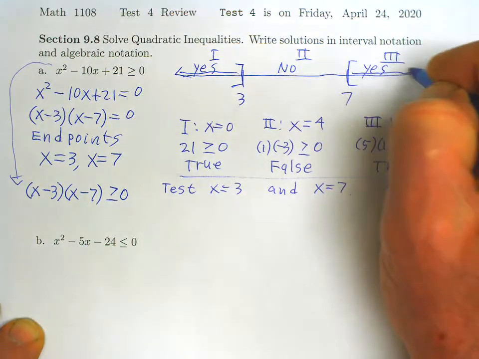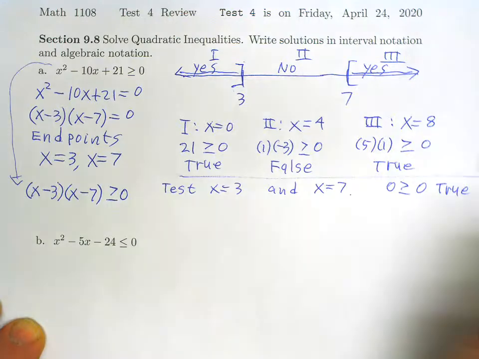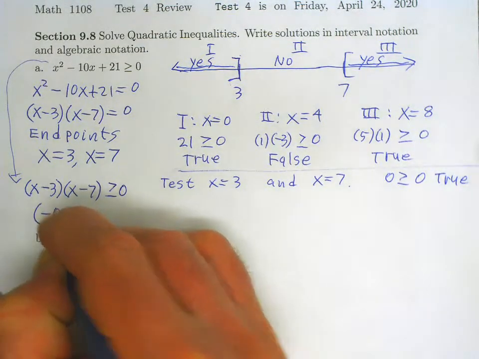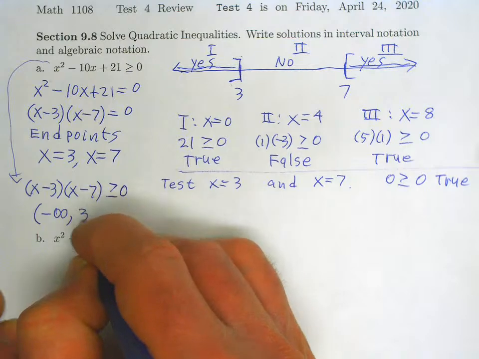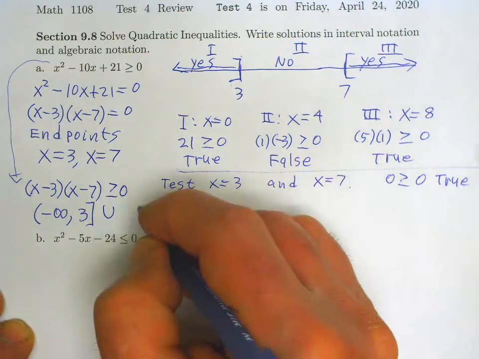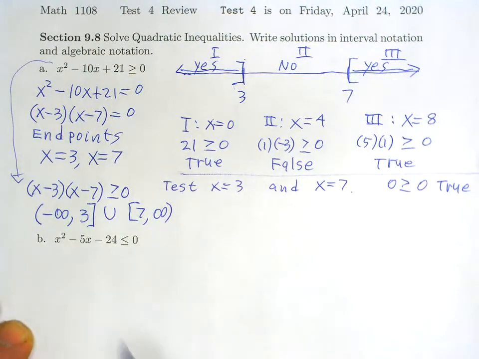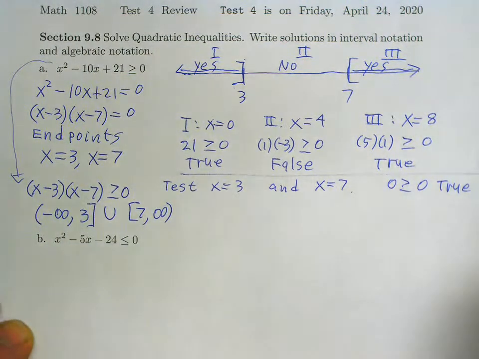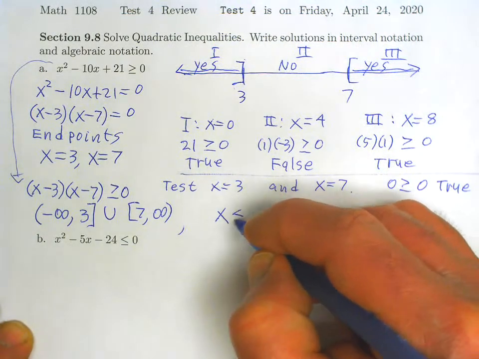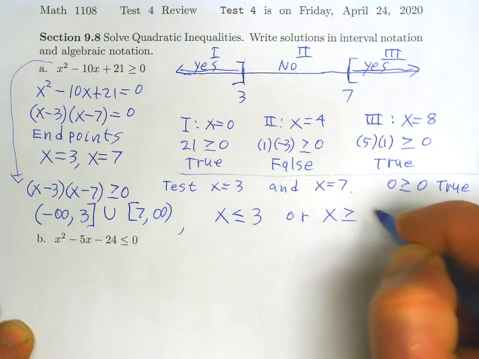Graphically, that means we put a bracket. And then the interval notation is parenthesis negative infinity comma 3 bracket. And then the union symbol, bracket 7 comma infinity. This is the interval notation, and then the algebraic notation, x is less than or equal to 3, or x is greater than or equal to 7.